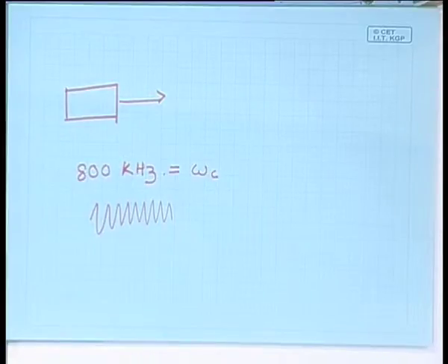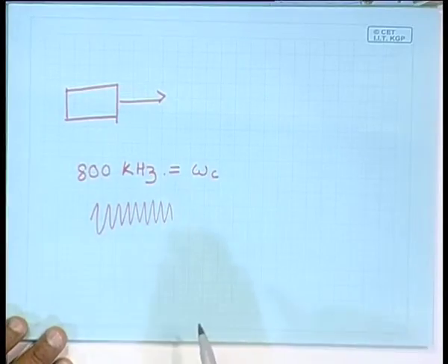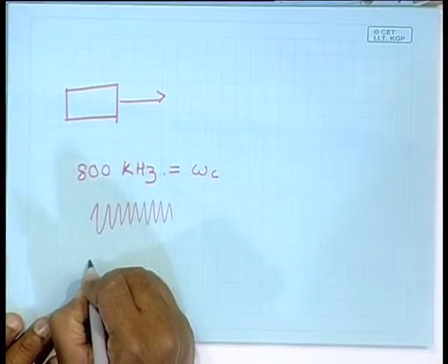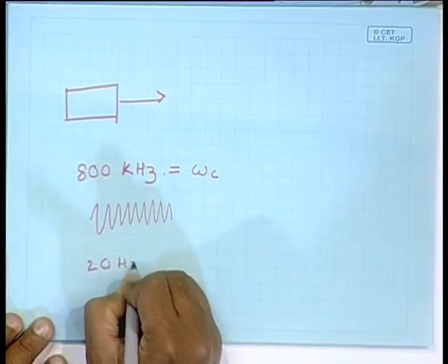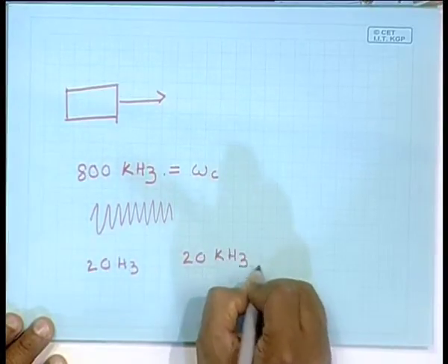Now, I would like to use this wave to carry the voice signal. So, let us just say that I would like to somehow encode my speech, my voice, onto this radio wave. My voice spans the frequency range from, let us say, 20 hertz to 20 kilohertz in sound waves.